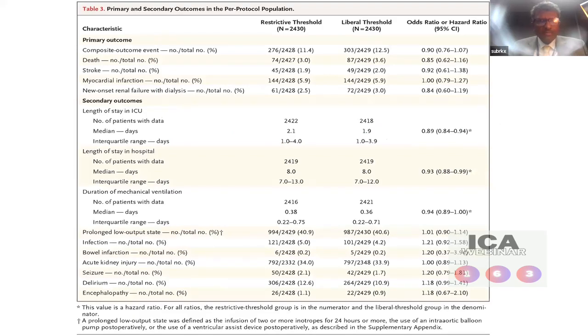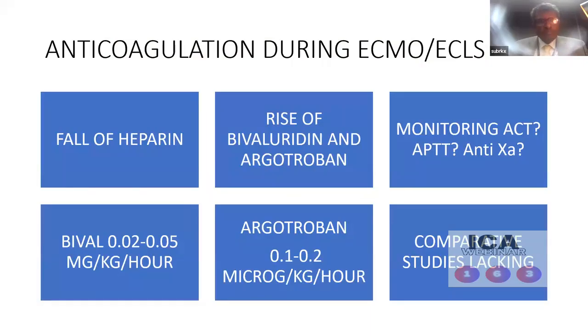And the primary outcome measure, which is a composite outcome of mortality, stroke, myocardial infarction, renal failure, all these things combined together, is not different between liberal transfusion and restrictive transfusion. So if you can save money by restrictive transfusion, then why would you want to use a liberal transfusion? This is a scientific rationale for restricting transfusion and providing the same outcomes.